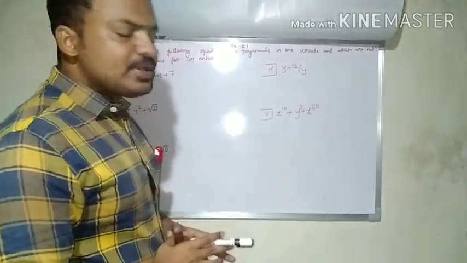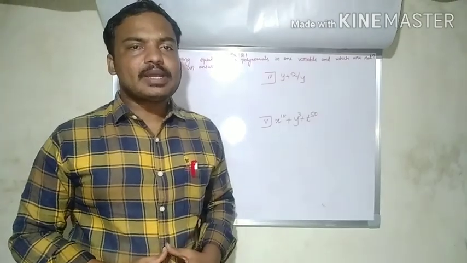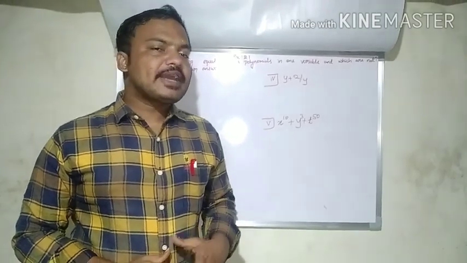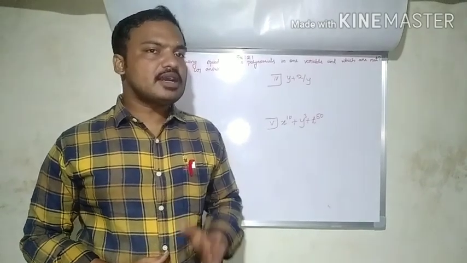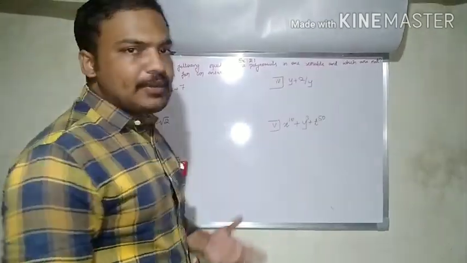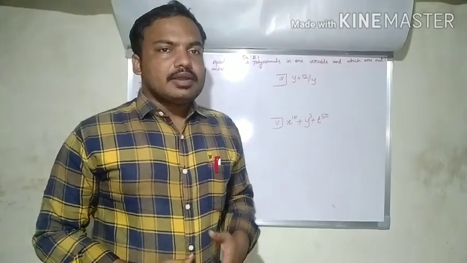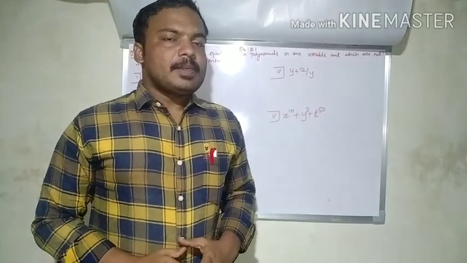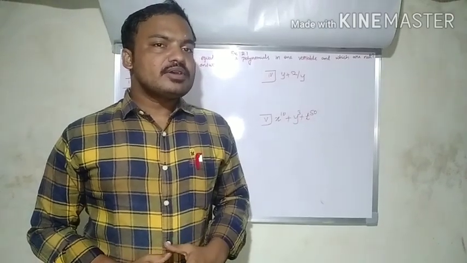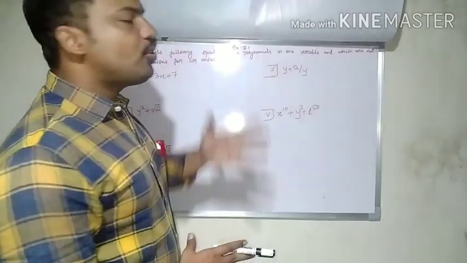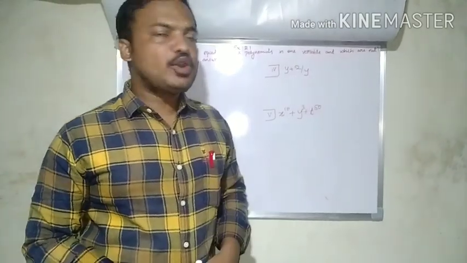Students, in my previous class I already discussed polynomials. What is a polynomial? An algebraic expression in which the degree of a variable is a whole number is called a polynomial. So once again I will repeat the definition. In an algebraic expression, the exponent or degree of a variable is a whole number. Such algebraic expressions are called polynomials.